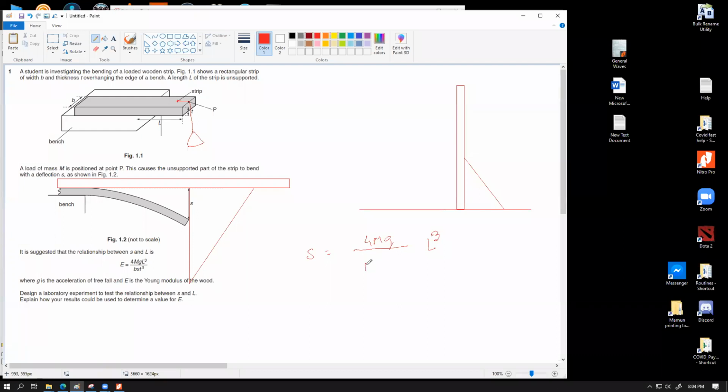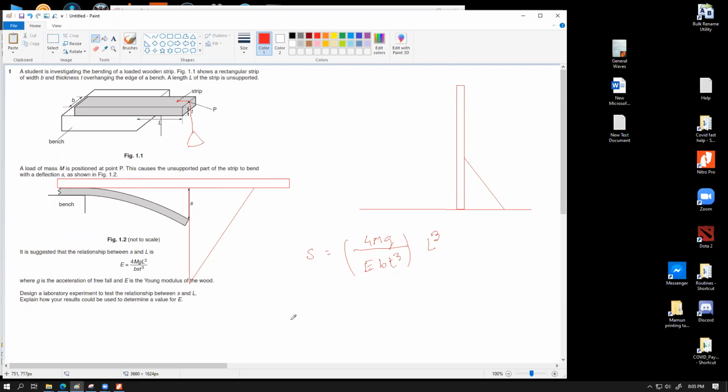E B T cube. Yes. So if we plot a graph of S versus L cube, then we're gonna get a straight line that passes through the origin, which proves the relationship. And the gradient of this graph is equal to this part. We can replace the value of M from our earlier measurement. B and T we also measured and placed from the measurements. And ultimately we can calculate the value of Young's modulus E.